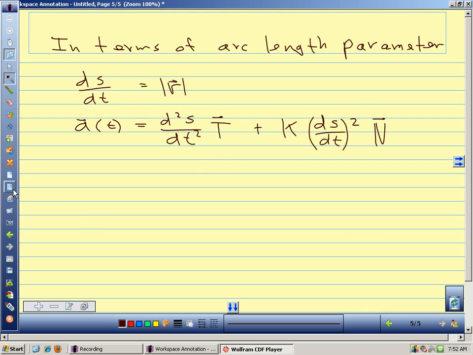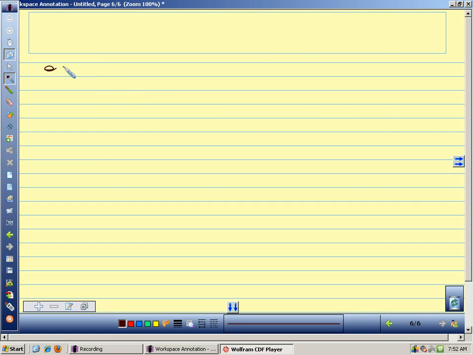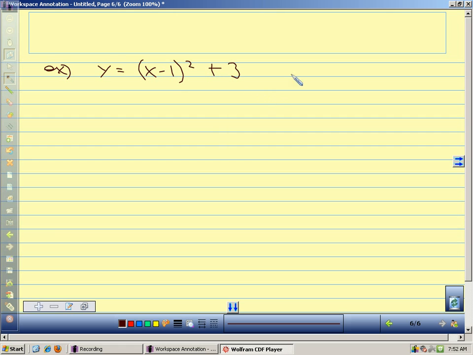Let's do a couple of examples. We have y equals (x minus 1) squared plus 3, and we want to find where the curvature is maximum. And we want to find the limit of the curvature as x approaches infinity. Based on the little demonstration that we saw, what kind of curve is this? Parabola. Based on the demonstration we saw, where's the curvature going to be maximum, at the minimum or at the vertex? And what do you think the limit of the curvature as x approaches infinity is going to be for a parabola?